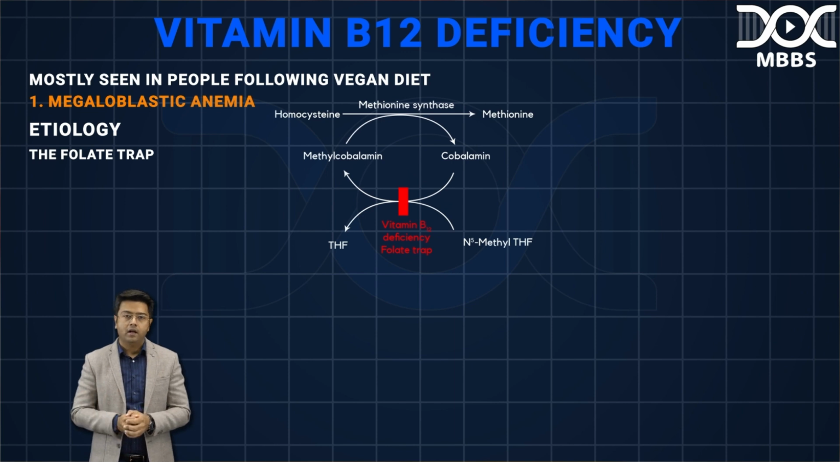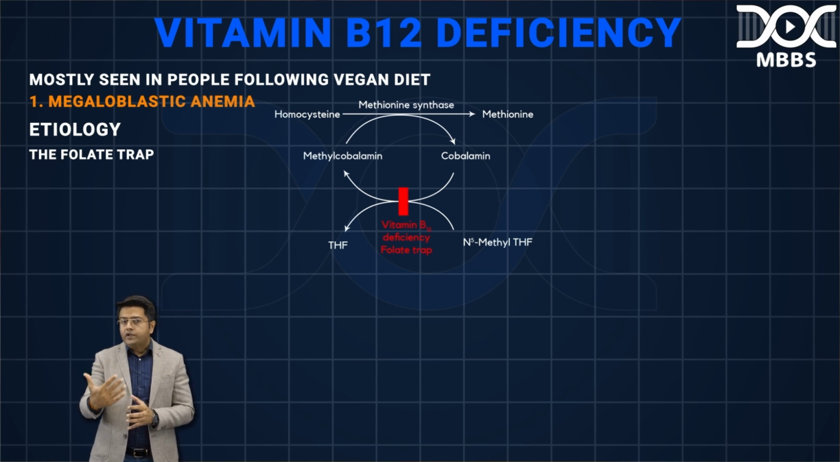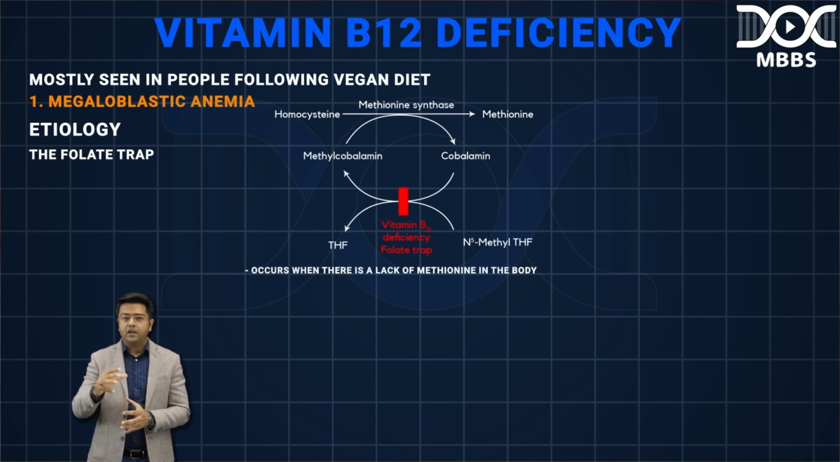Methionine synthase. And it needs a methyl group. So who is the donor of this methyl group? Vitamin B12 or methylcobalamin. That's fine. Now, when the B12 loses its methyl group, it converts simply into cobalamin.